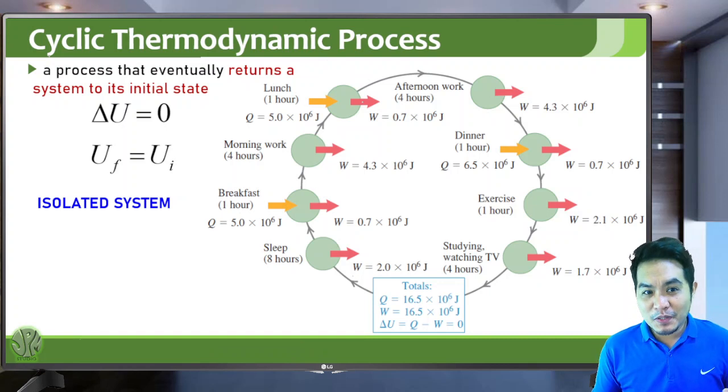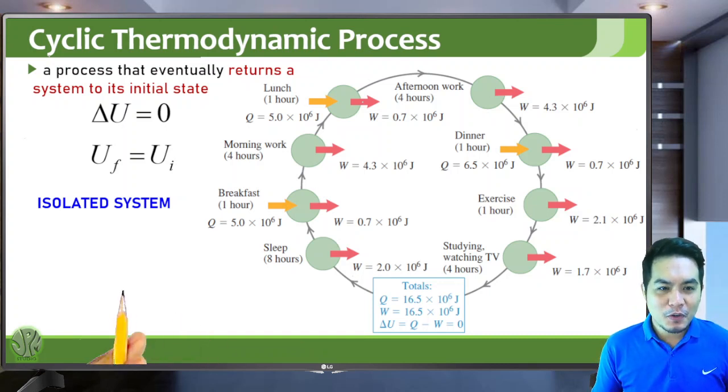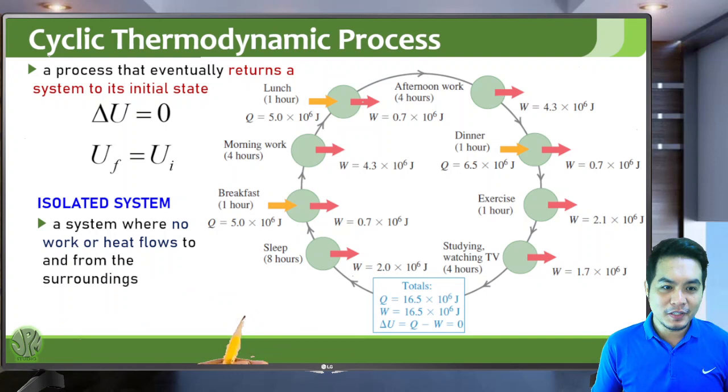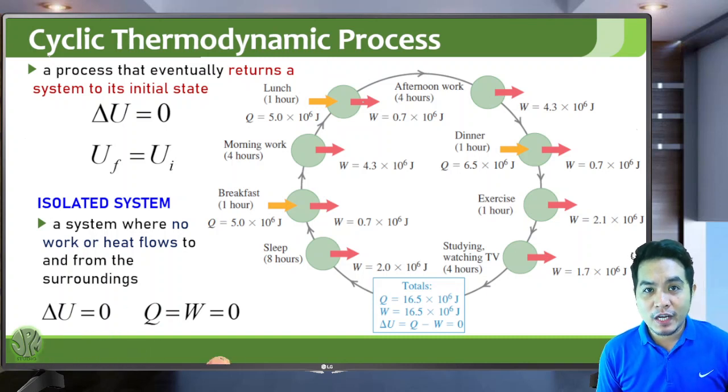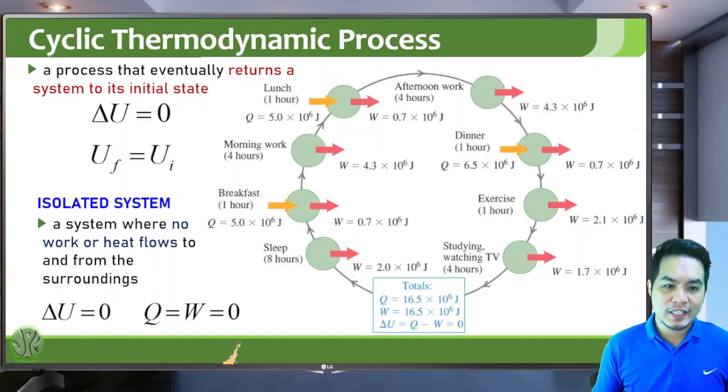Now, as opposed to a cyclic process, we also have an isolated system such as a calorimeter. So this is a system where no work or heat flows into or out of the system. So in this case, the change in internal energy is 0 because work and heat are all equal to 0. No heat flows into or out of the system. No work is done on or by the system. So that is what we call an isolated system.